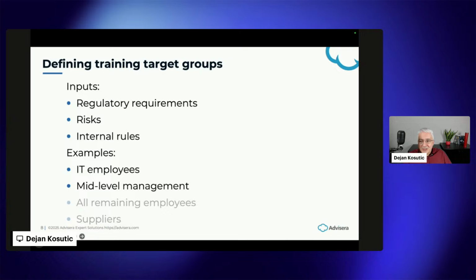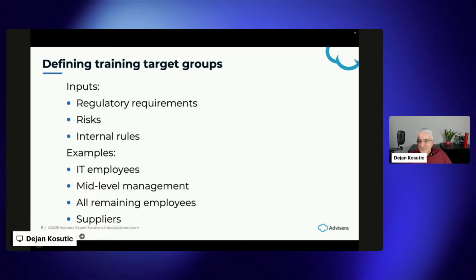You might have a separate target group for mid-level management. You might have a separate target group for all the remaining employees, so the employees that are not IT related and not in mid-level or senior management. You might also have suppliers as a target group, because specifically DORA specifies that financial entities need to also take care of training and awareness for their suppliers. So not only for their internal employees, but also for suppliers. In this case, one of the groups that you have to define is obviously suppliers as well.